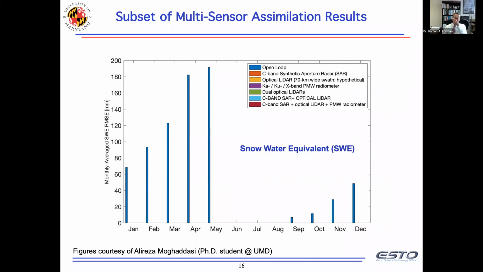Now let's look at some results. So we run this experiment, and here I'm only going to focus on snow water equivalents. And what I'm showing from a multi-year simulation, these are the monthly average snow water equivalent root mean square error. And these statistics are computed.